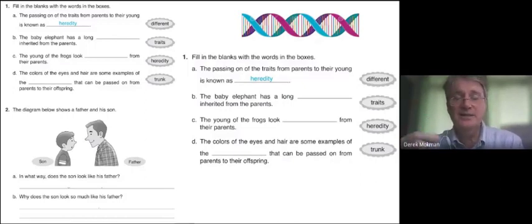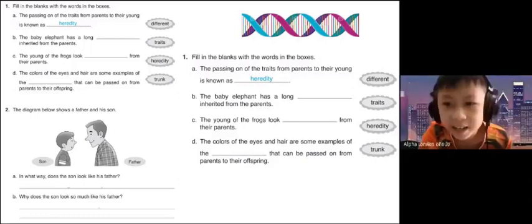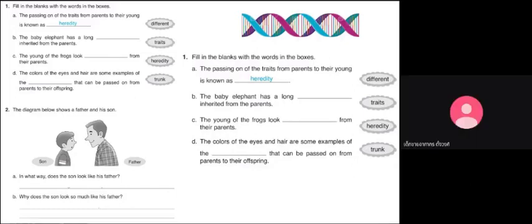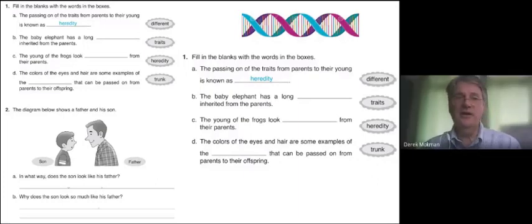If you are correct, give yourself a nice red tick. So that we know that question A is already heredity, so that leaves us only with 3 more. B, the baby elephant has a long what inherited from the parents? A long what? I'm going to say 1, 2, 3. If you know the answer, say it. Ready? Trunk. Thank you, Alpha. Thank you for writing that. Everybody else on the call, please. Ready? Trunk. Well done. Very good. The answer, of course, is trunk.